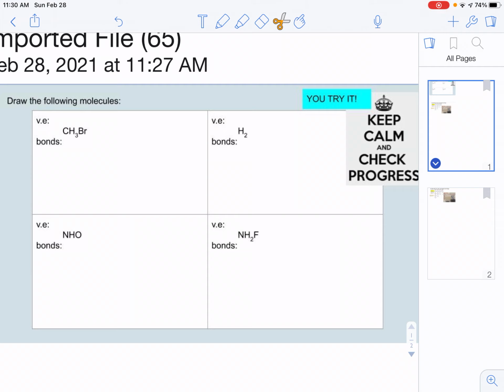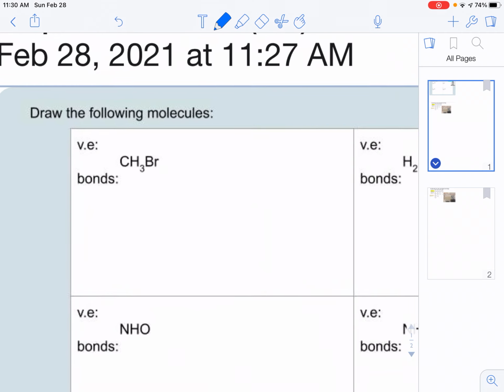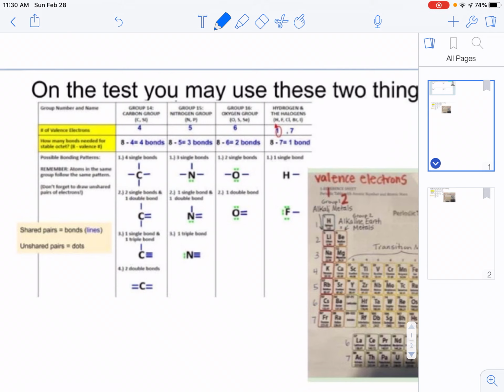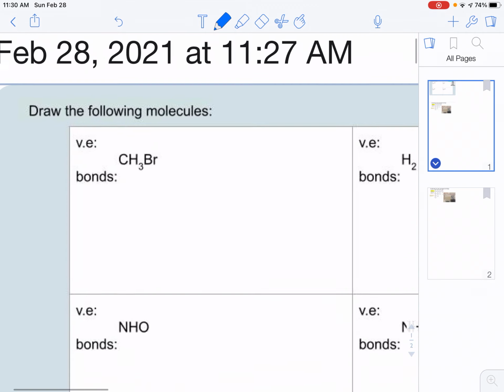All right, I'm going to lead you through how we do these, just for those who need it. So I'm looking at this formula, CH3Br. The first thing I'm going to do is write the valence electrons above and the bonds below. So C is here in group 14, so that is 4 valence electrons and 4 bonds, because 8 minus 4 is 4. And we put 4 above and 4 below.